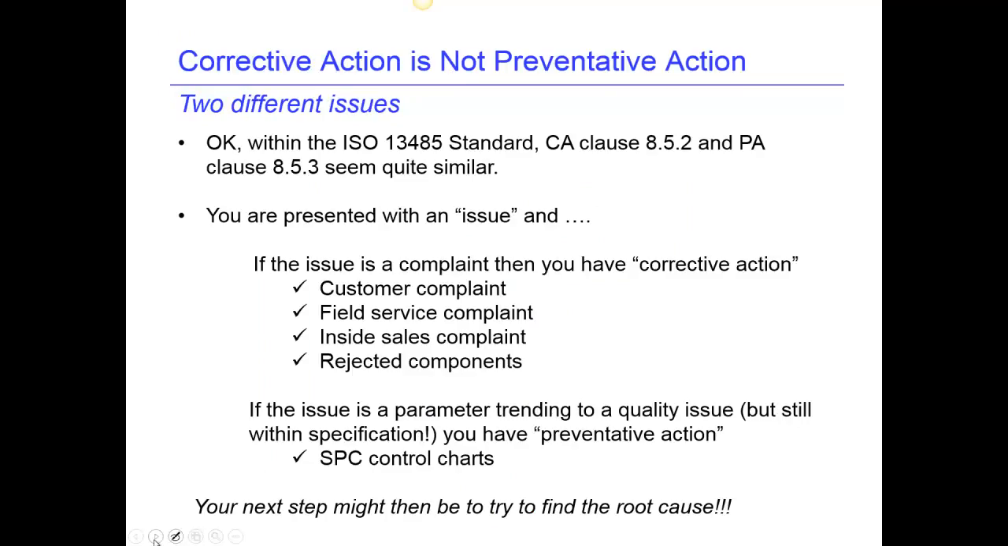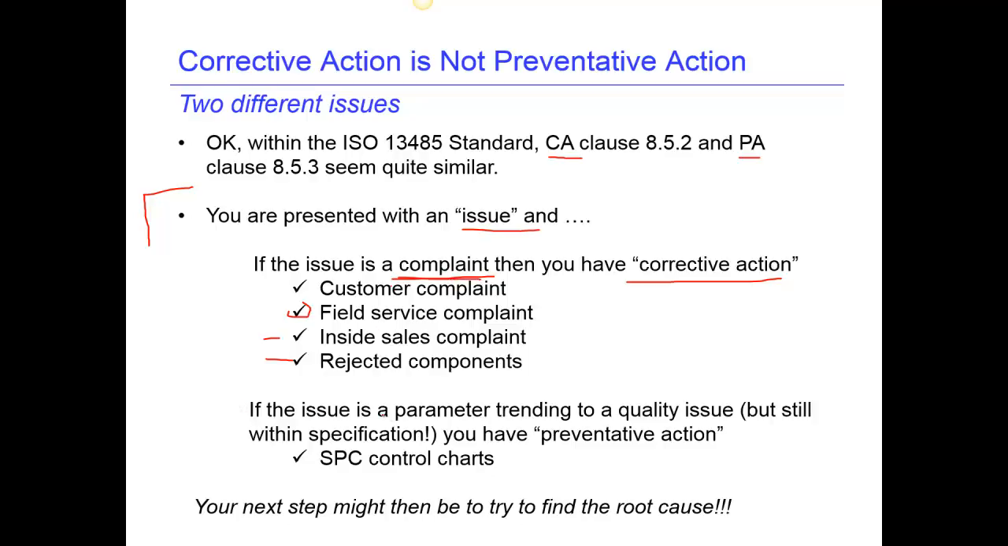So basically, corrective action is not preventative action, and there are two different issues. With ISO 13485 in mind, the two different clauses would read similarly, so corrective action might seem a lot like preventative action. But the best way to think about this is to say, okay, you are presented with an issue. If the issue is a complaint, internal or external, then you have a corrective action. It could be a customer, a field service agent, an inside sales rep, or rejected components on the production floor. But if the issue is a complaint, then you have a corrective action.